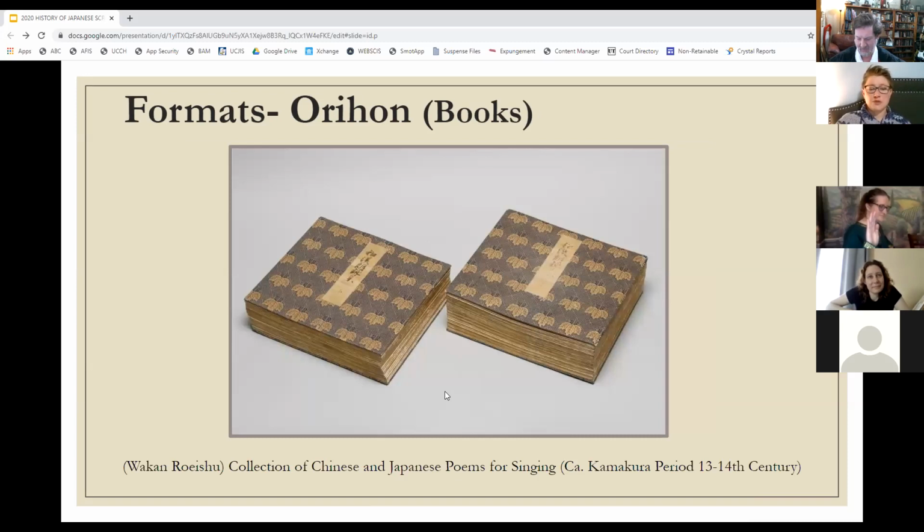And here's some more examples of accordion books. This is a collection of Chinese and Japanese poems for singing in particular. It's from the Kamakura period.